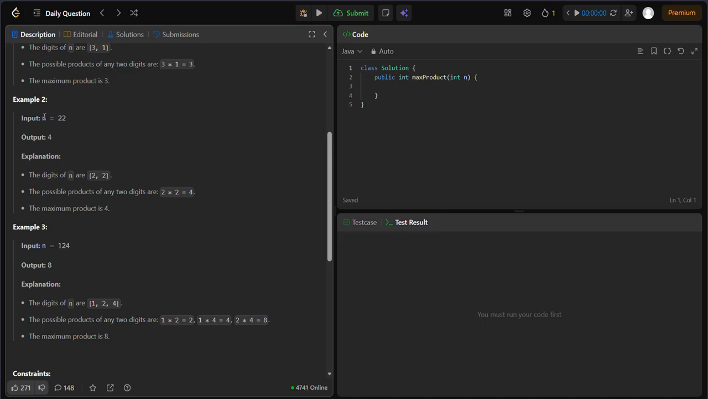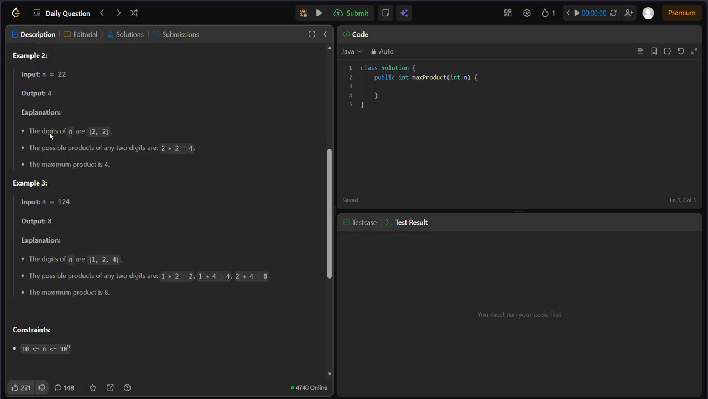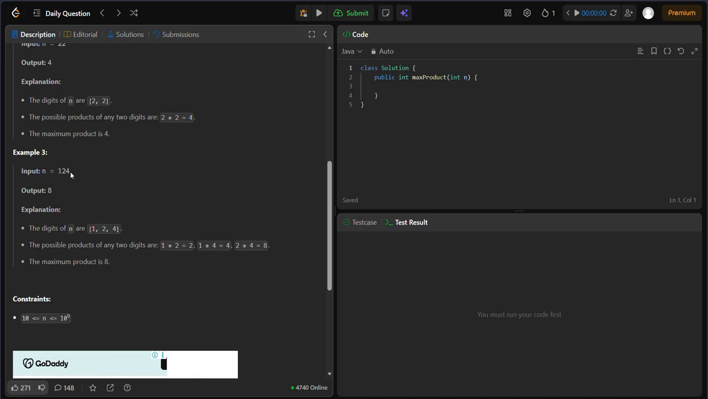Even here it's the same case. You have a two digit number, you multiply both the digits and get 4. But here it's a different case. We have a 3-digit number and we'll be multiplying two digits at a time in order to get the maximum product. First you multiply 1 with 2, you get 2. 1 with 4 gives 4. And 2 into 4 gives us 8, which is the maximum product over here. So you return the answer as 8.